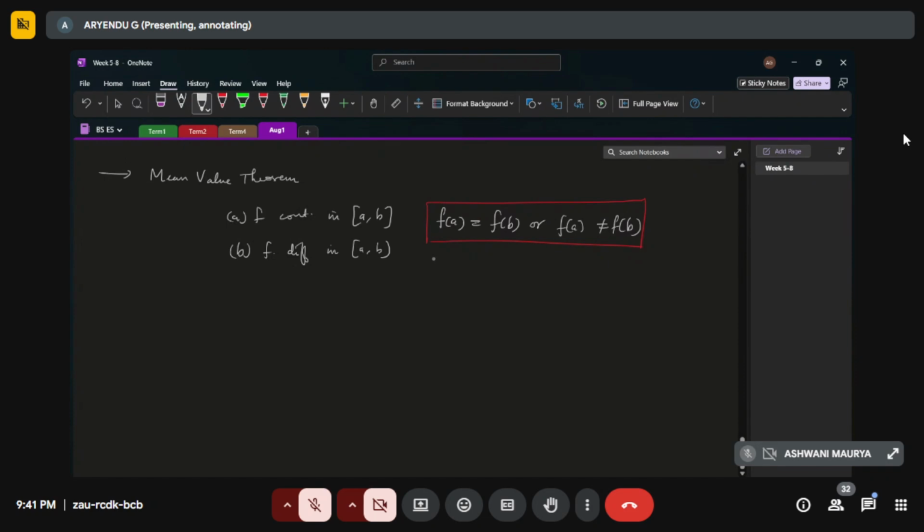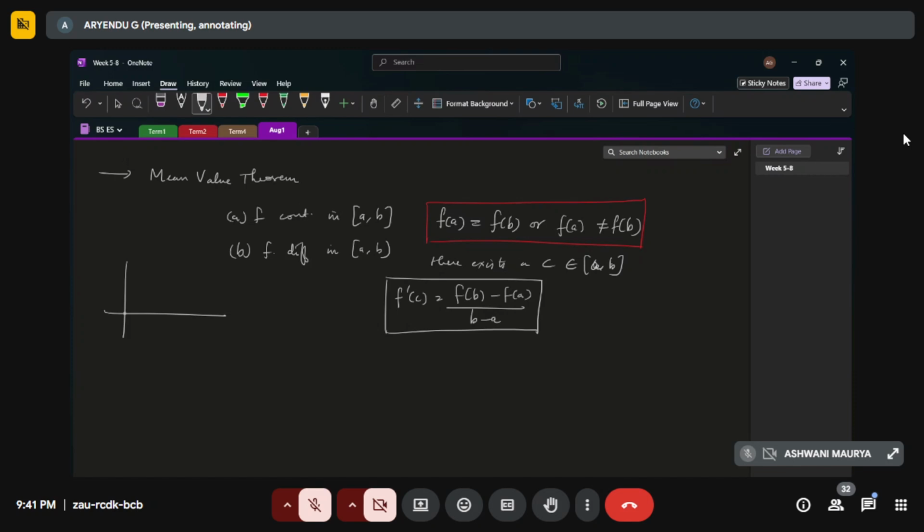the theorem states that there exists a point C between A and B, such that f dash of C, the derivative at C, is equal to f of B minus f of A by B minus A, which is basically the slope of the graph.